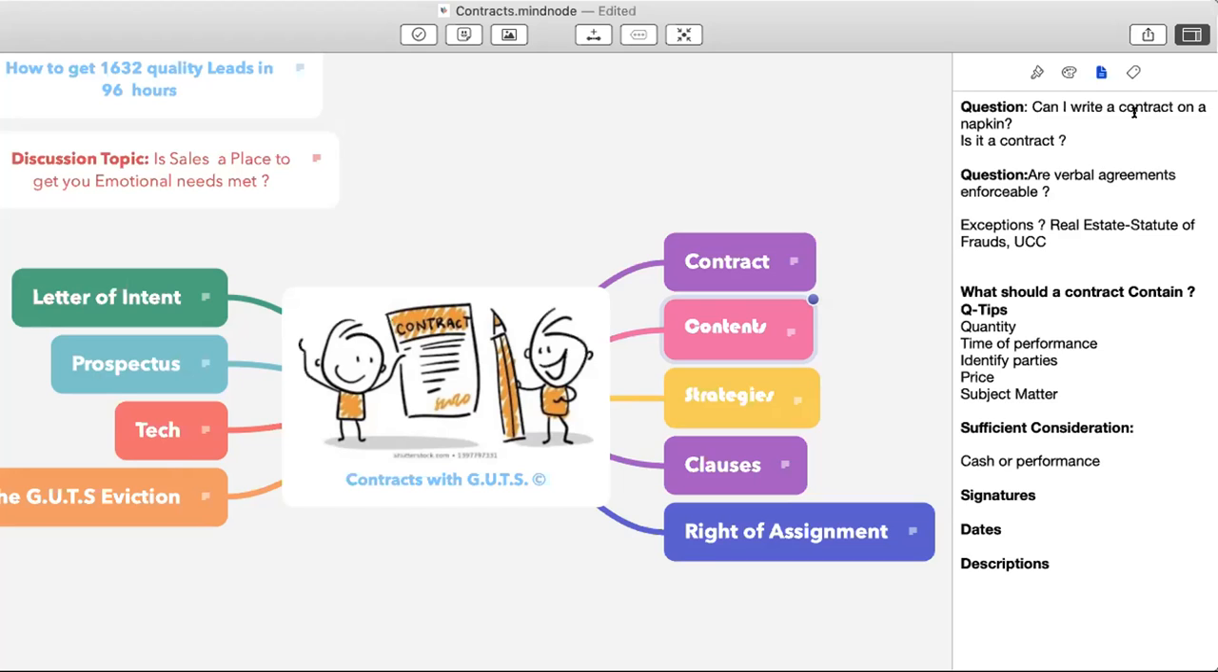Okay, content of a contract. Are verbal agreements, this is a biggie now, enforceable in real estate? No, kids. No. Are verbal agreements, other than real estate, enforceable for a car, a computer, a cheeseburger? Do we do verbal agreements all day long? Are they enforceable? They could be, but it's very risky.